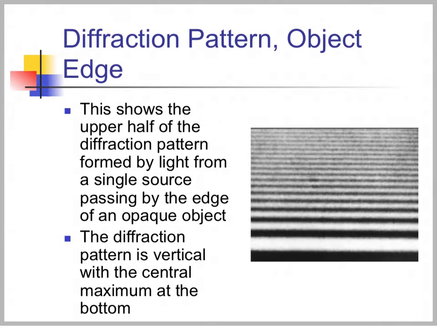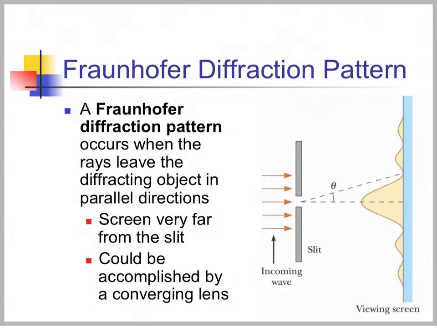This shows the upper half of the diffraction pattern formed by light from a single source passing by the edge of an opaque object. The diffraction pattern is vertical with the center maximum at the bottom. A Fraunhofer diffraction pattern occurs when the rays leave the diffracting object in parallel directions. So if you have a screen very far from the slit, or we could put a converging lens in between the slit and the screen.